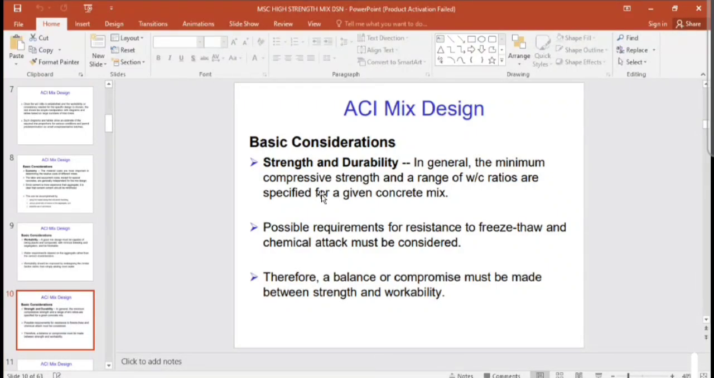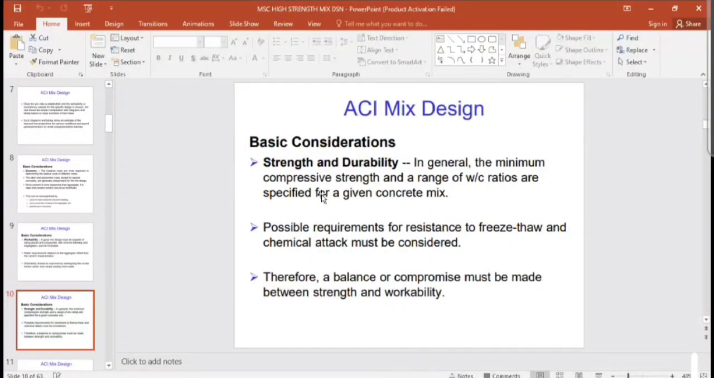There is the strength and durability. The minimum compressive strength which we require through a mix design must be achieved. Whatever the mix design, whatever the standard practice, whatever the code, we are given a value, let's say 25 megapascal. Once we make the mix, after 28 days our strength parameter should be achieved.